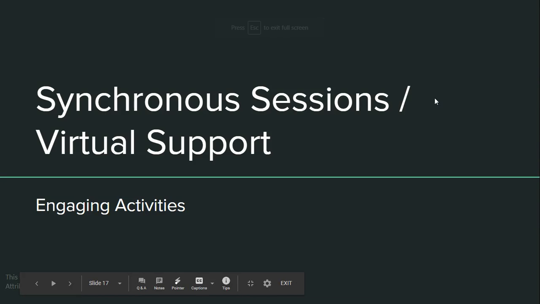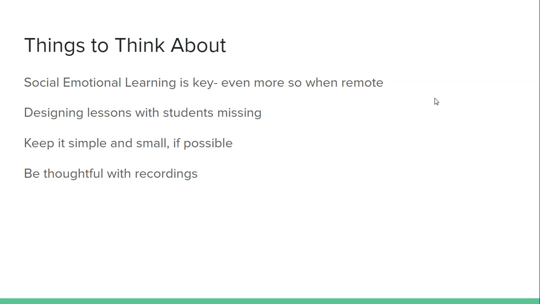Hi everyone, today we're going to focus on part 3 of synchronous sessions and virtual support, which is engaging activities. Some things to think about when creating activities for this upcoming year is that social emotional learning is key, even more so when we are in this remote setting. We need to keep this in mind when talking with our students and design some activities to let them work on their social emotional learning.